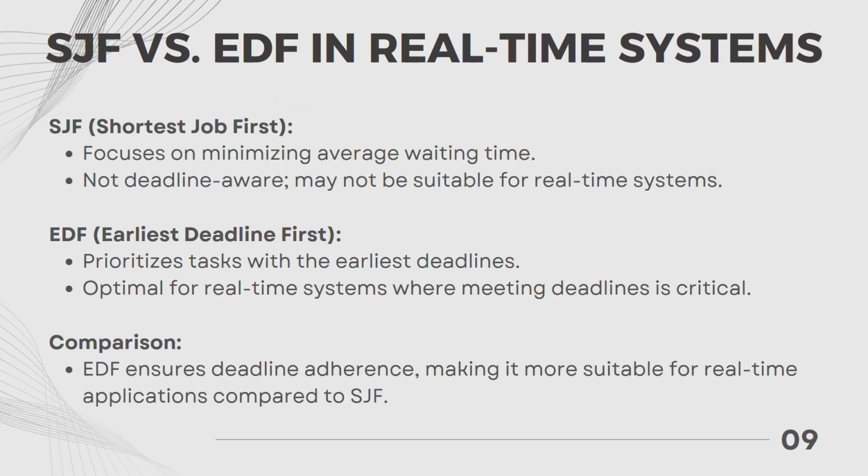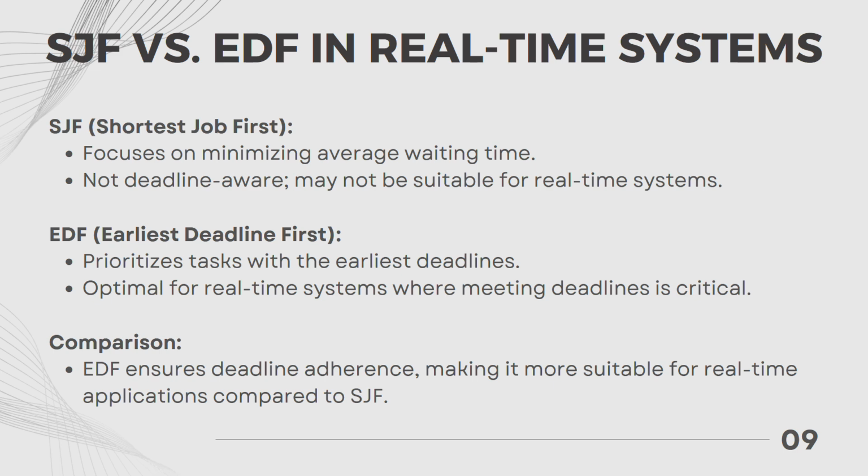Now, many people have confusion between SJF and EDF. EDF means earliest deadline first. It's an algorithm in real-time operating systems. So SJF focuses on minimizing average waiting time, but it does not focus on deadlines, and it may not be suitable for real-time systems. And EDF prioritizes tasks with the earliest deadlines and is optimal for real-time systems where meeting deadlines is critical. So EDF ensures deadline adherence, making it more suitable for real-time applications compared to SJF.